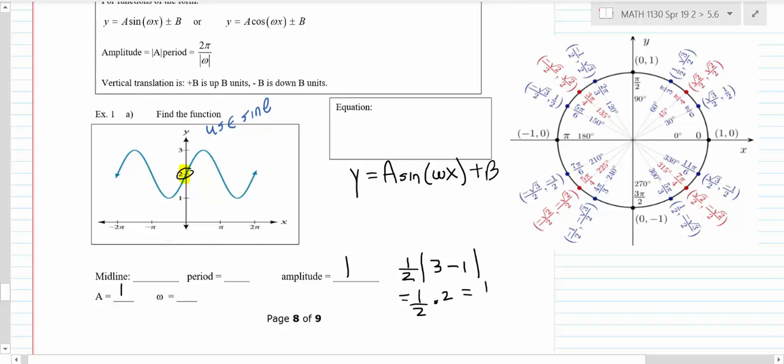Okay, next thing we want to do is look at the period. Well, the period, you just pick a point and start. I usually just start at this point here and count out 5 key points. So that would be 1, 2, 3, 4, 5 key points. So your cycle is from there to there. So that means the period is 2 pi. So we don't have to worry about a period change on this problem then.